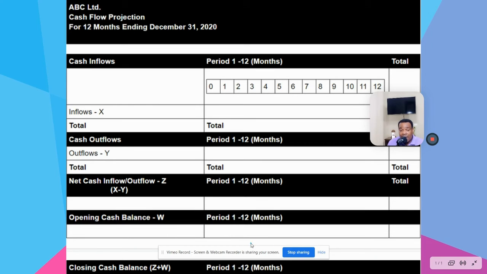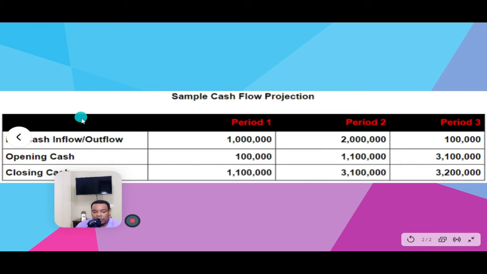Alright, so we're going to look at the opening cash balance and how we eventually get to the closing cash balance. That can be a little tricky, so I just want to spend a couple minutes explaining that. Really it's explaining the transition from our net cash outflow to our closing cash. And I've just set up a very simple representation of that particular section of the cash flow, just captured by period 1, period 2, period 3, and of course my descriptive items here: net cash inflow, outflow, opening cash, closing cash.